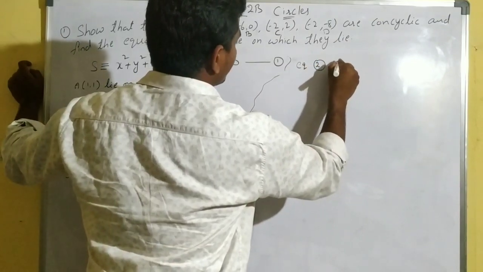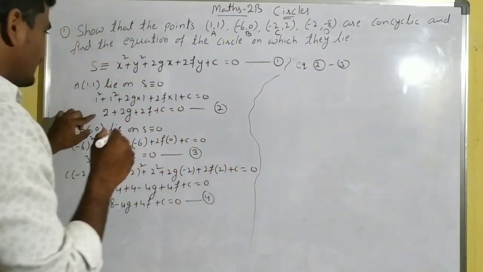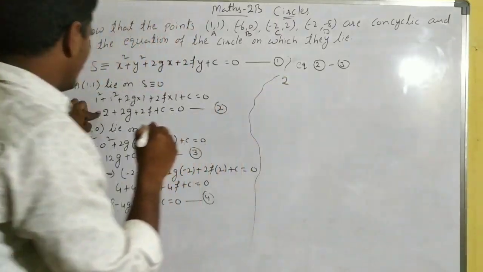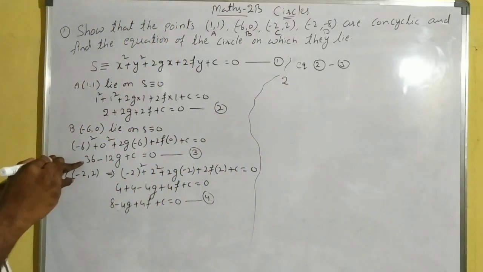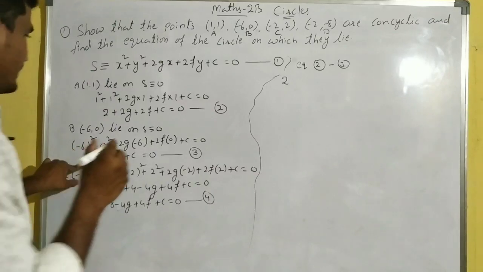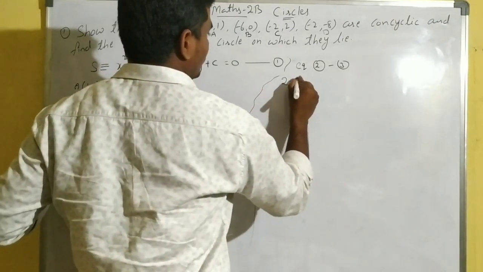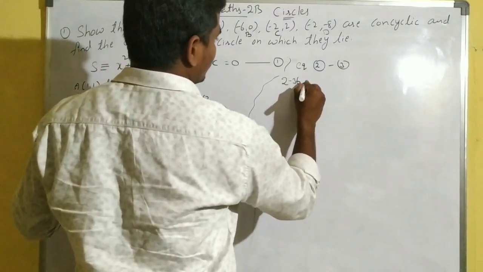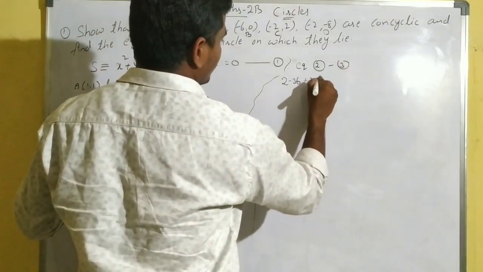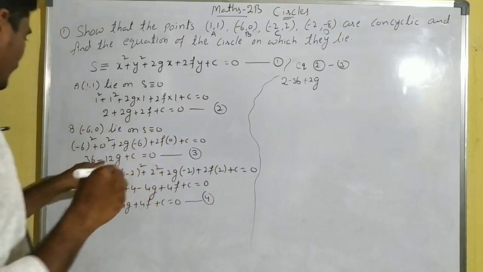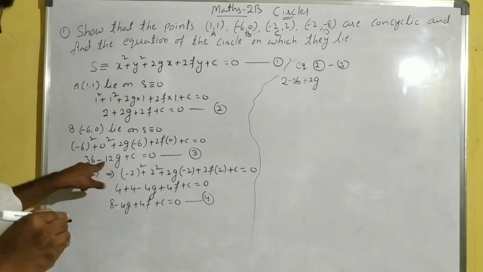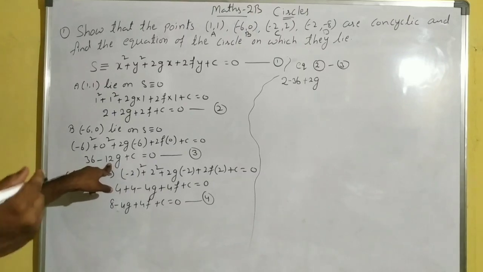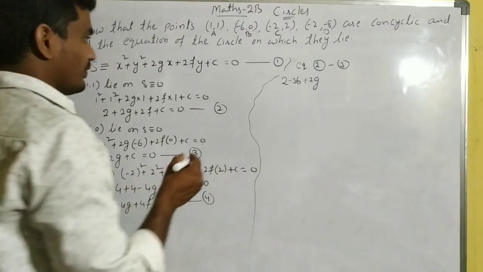Equation 2 minus equation 3. So what is equation 2? Equation 2 in 2, and here from 3 constant I am taking minus 36, and next 2g, and from this g term, here minus 12 is g there. But third equation we are doing negative, so that it becomes plus 12g.